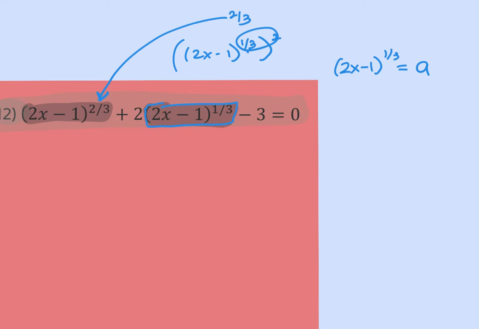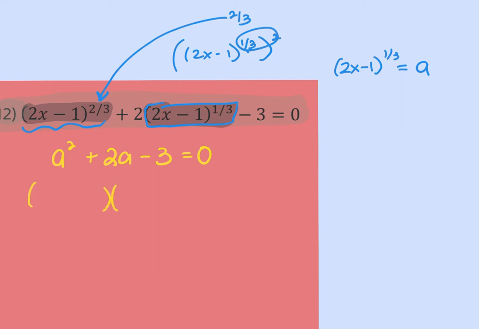So then this first term is going to be a squared plus 2a minus 3 equals 0. And now it is something that we are familiar with, right? We can now factor that. That's easy to factor. I'm looking for the factors of the last term that sum to the middle term.